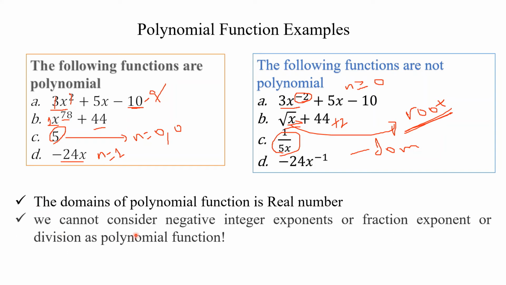We cannot consider negative integer exponents or fractional exponents or division as polynomial functions. So we can say that we cannot consider negative integer exponents, which is, for example, example D here, and fractional exponents or division as a polynomial function, which means if it is in the form of a over b, it can't be a polynomial function either.